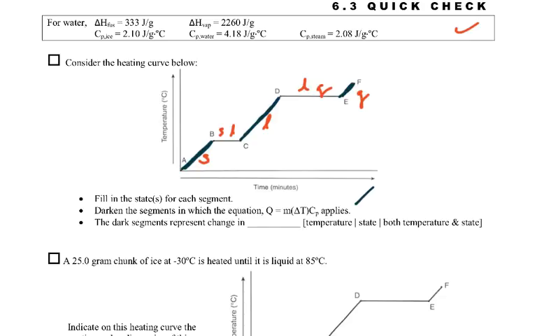On the flat parts, we would use the simpler equation Q equals m times delta H. The dark segments represent change in what? Temperature, state, both temperature and state. Those two do not ever change together. Either you're going to get a change in temperature or a change in state. For these parts here, the clue is it's got a delta T, which is change in temperature. So that's the answer, change in temperature for those slanty parts. The other parts, you have a change in state.